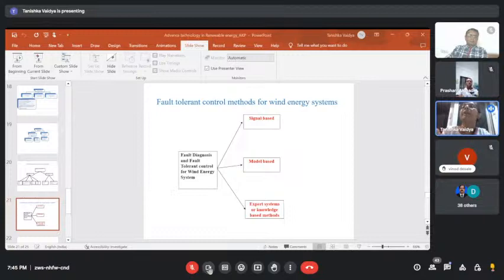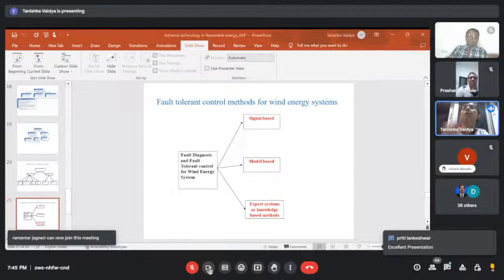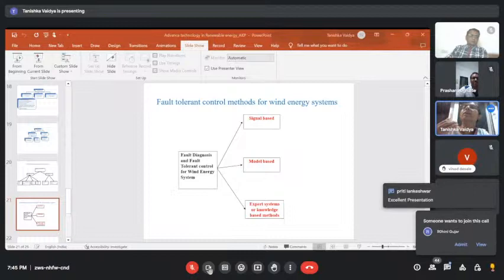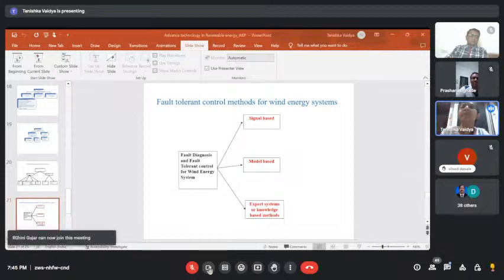The model based method is completely mathematical, meaning a mathematical model will be there of the whole system. Mathematical equations are designed which estimate the sensor's output. Like if the speed sensor has failed, that mathematical model will estimate the speed, and that estimated speed will be used by the control system. And the third method is the expert system. We all know expert systems like fuzzy systems or artificial intelligence, and these are taking over very speedily nowadays.